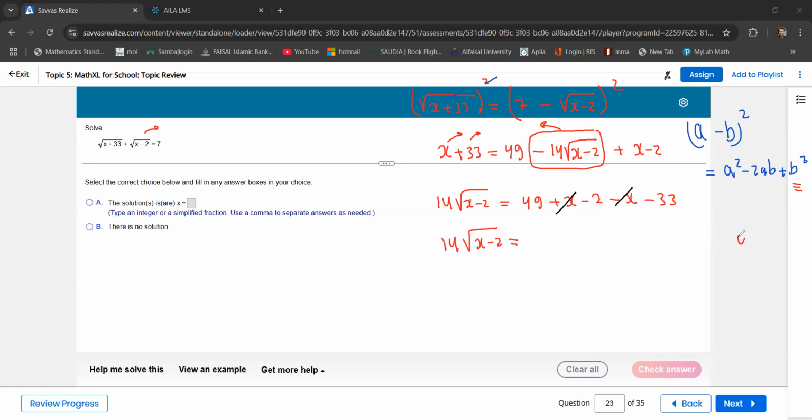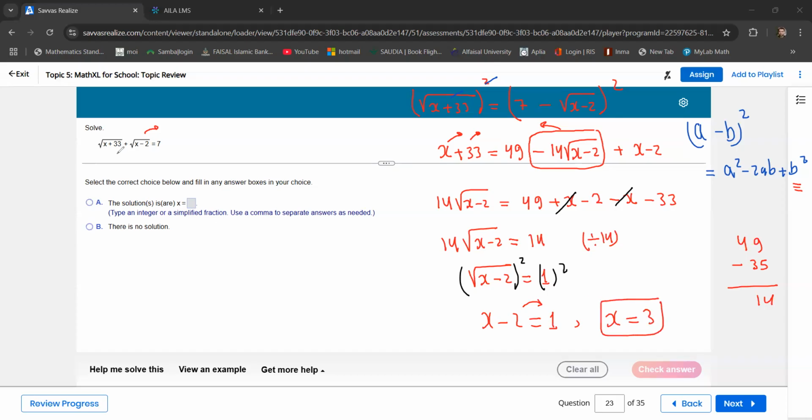Now, 49 minus 35, because 33 and 2 both are negative. So this will actually give you 14. And if we divide by 14 on both sides, the square root of x minus 2 is equal to 1. Now we're going to square again. So the power 2 will cancel the root. So x minus 2 is equal to 1. Move negative 2 to the other side. So x is equal to 3.